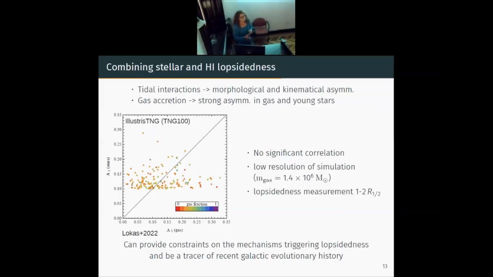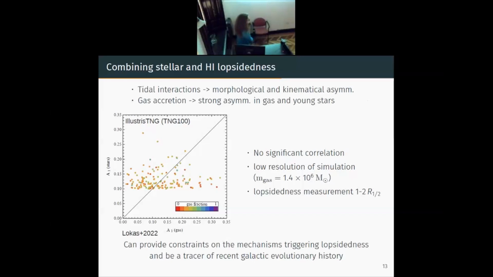And this is because, as we've seen before, if lopsided galaxies have indeed experienced higher net gas accretion rates, which could have triggered the lopsidedness, then we would expect stronger asymmetries in the gas than in the stars. While if it was instead the result of an external perturbation, we would expect a coherent response in both stars and gas, and also in morphology and kinematics.